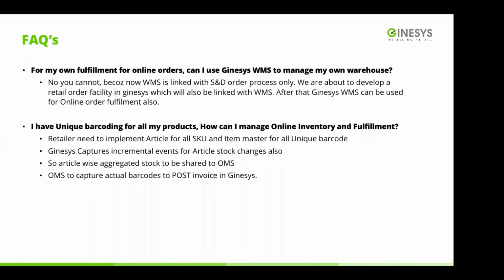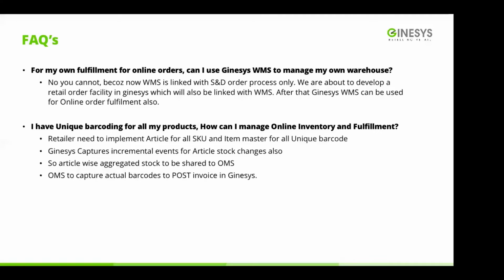I have a unique barcoding for all of my products. How can I manage online inventory and fulfillment? No problem. But for unique barcoding, you need to implement the article concept in Ginesys. For all the unique barcodes under the same SKU, you have to create an SKU article in Ginesys. And Ginesys captures incremental events for article stock change also. So based on that, we can share article-wise inventory to OMS.